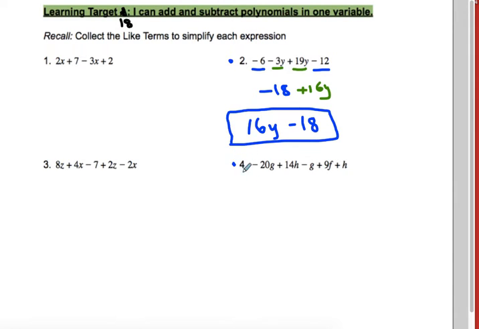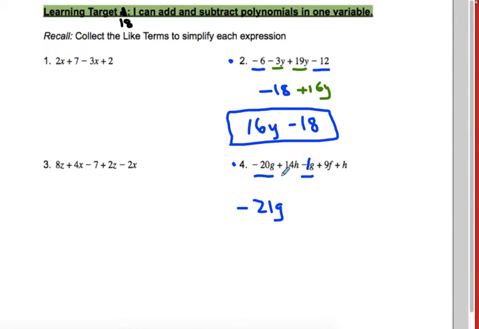So next one, number 4 is kind of cool because they talk about different variables. So you can have a whole bunch of different variables. You just want to bring the ones that are the same together. Those are like terms. So this is like negative 20 g's and this is technically like a negative 1 g right there, yeah? So if you owe me 20 goats and you owe me another 1 goat, well, you owe me 21 goats.